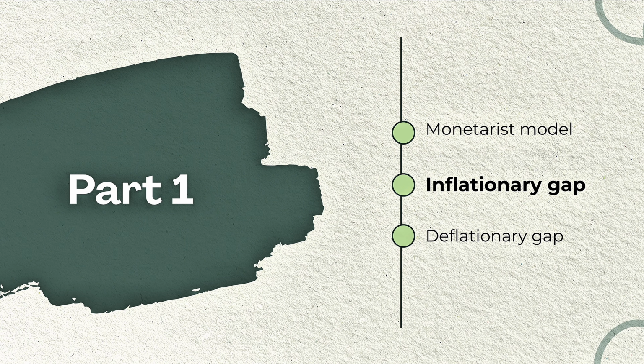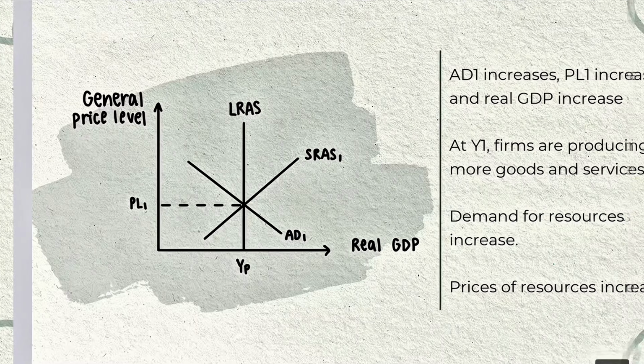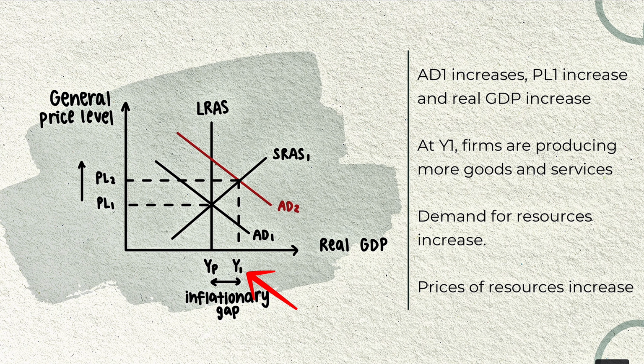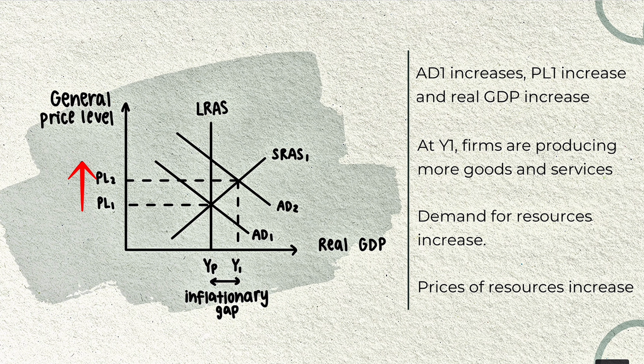Moving on to how this model is able to automatically adjust back to full employment equilibrium in the case of an inflationary gap. We have the long-term equilibrium at AD equals SRAS equals LRAS, and when aggregate demand shifts from AD1 to AD2, this increases the price levels and increases the GDP. And at Y1, which is here, firms are producing more goods and services. Therefore, demand for these resources will increase. As a result, prices of these resources will increase from PL1 to PL2.